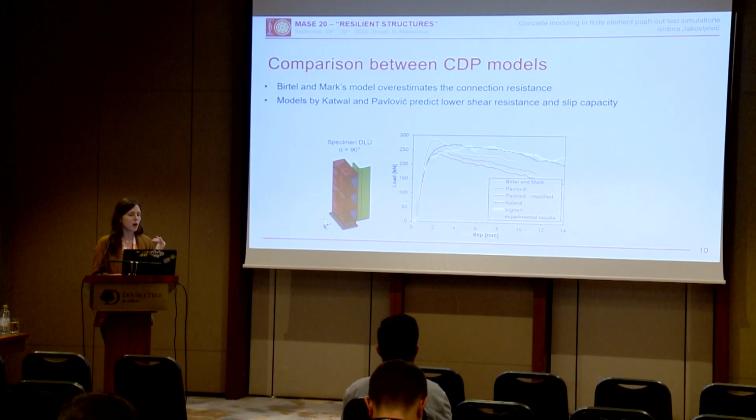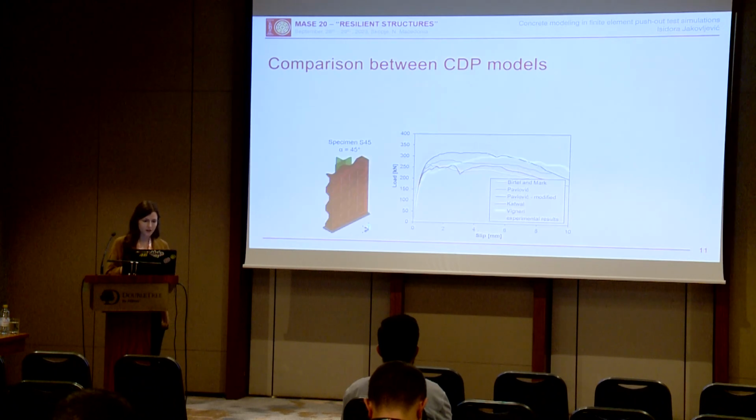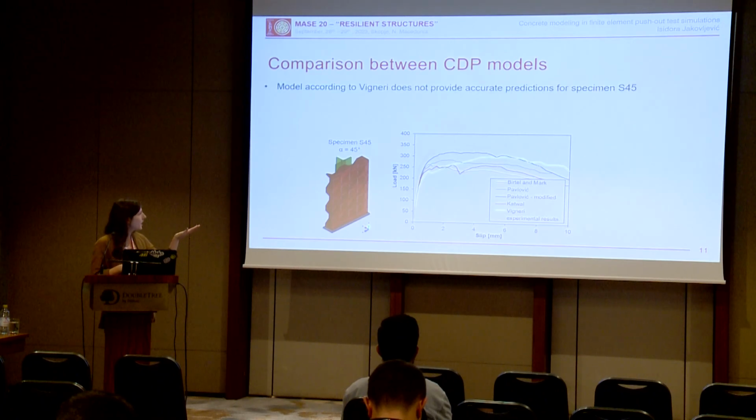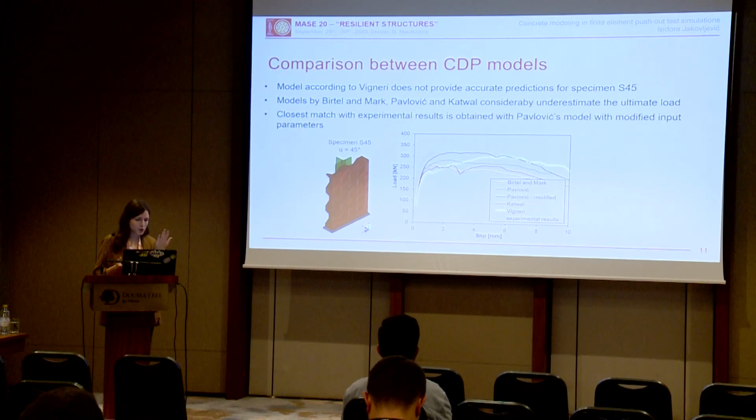And the best match is actually obtained with this black and yellow line, which are models by Vigneri and Pavlovich, but with the modified input parameters. And then, if we take a look at the another model, specimen S45, here results are a bit different. So now the model by Vigneri, the yellow line, it underestimates the resistance, but also we have this drop in the stiffness after 200 kilonewton, which didn't happen during the experiment. And then we have models by Bertel and Mark, Pavlovich, and Cutwell that considerably underestimate the ultimate load, so they also don't really fit the results. And the closest match is actually obtained with the Pavlovich model, but with the modified input parameters.